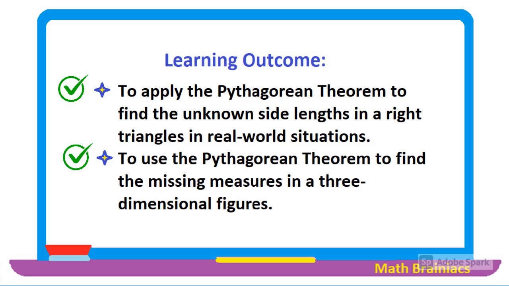Correspondingly, we have met our goal for today's lesson. We have learned how to apply the Pythagorean theorem to find the unknown side lengths in the right triangles in the real-world situations. And we have also learned how to use the Pythagorean theorem to find the missing measures in the three-dimensional figures.